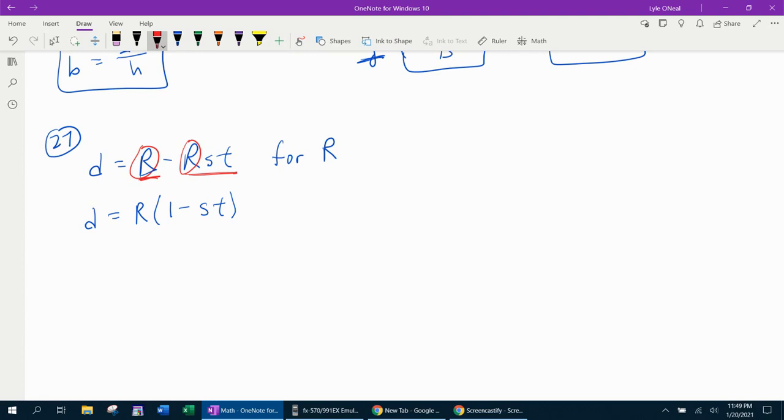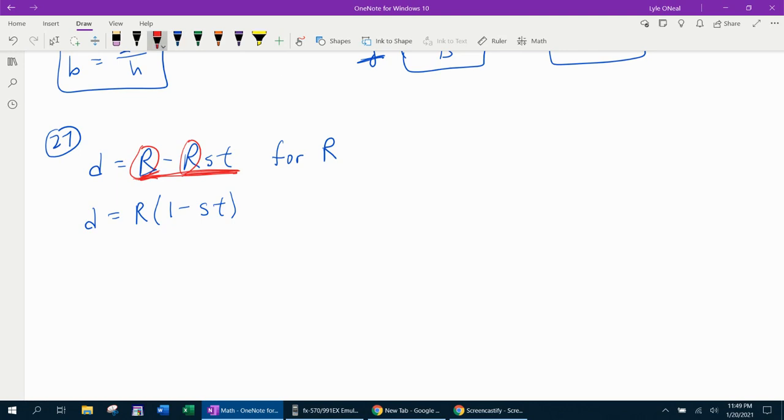And if you're not sure how that worked or whether it's right, think about this. If I take this R and distribute, R times 1 is R. R times ST is RST. So if I distribute the R back in, I get back what I had. And so that makes me feel good about the way I factored it out.